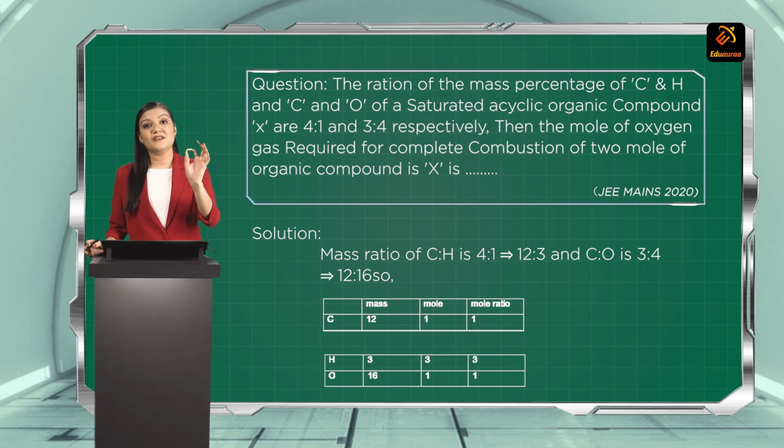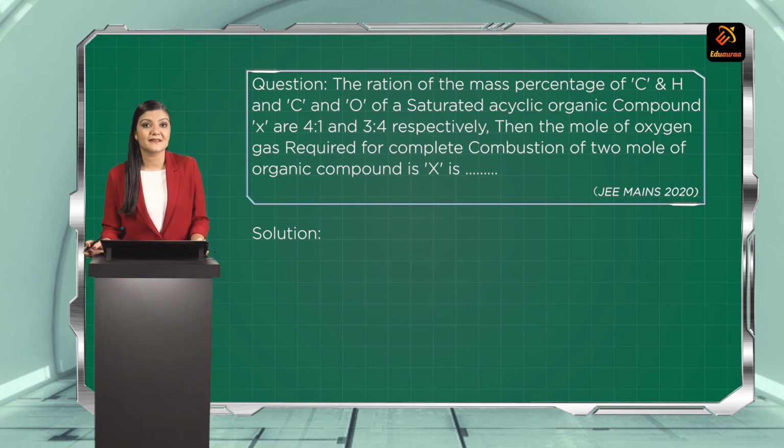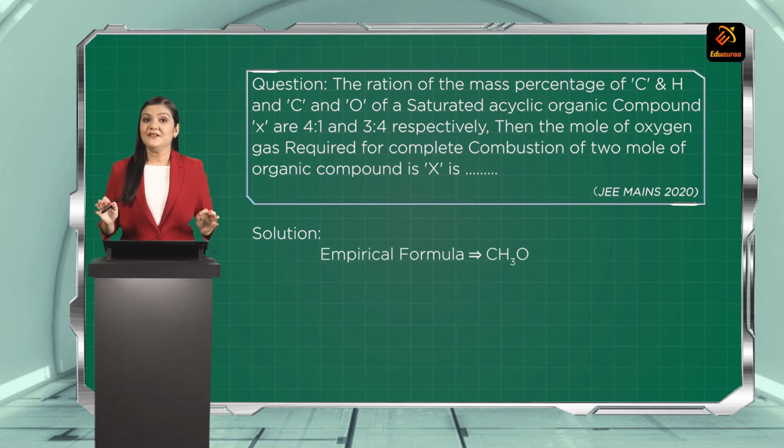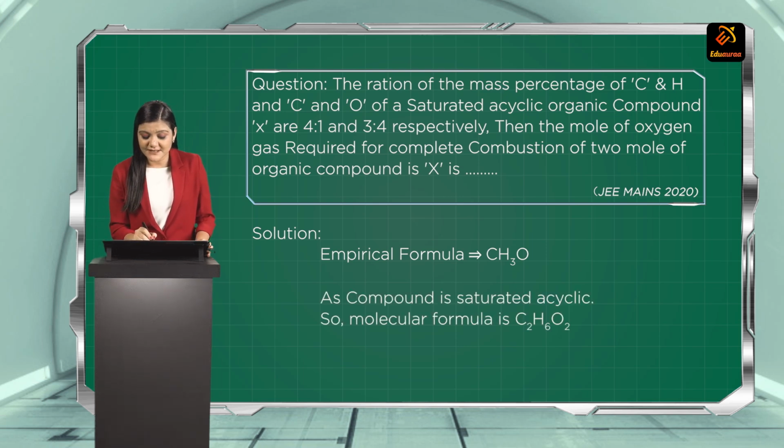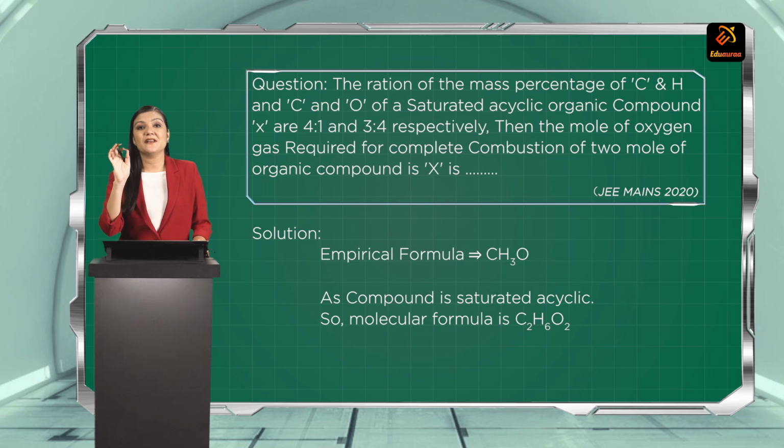So, if I take the mole ratio, for carbon it is 1, for hydrogen it is 3, and for oxygen it is again 1. Therefore, the empirical formula will be CH3O. Now, if I find out the saturated acyclic compound, my molecular formula for the given compound will be C2H6O2. So, we have multiplied the empirical formula with 2. So, this is my compound, which is C2H6O2.